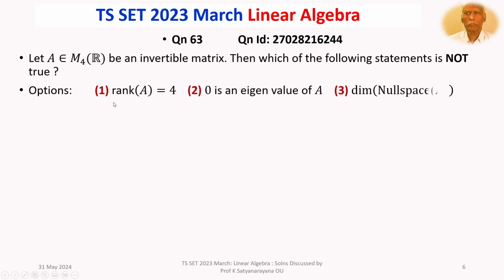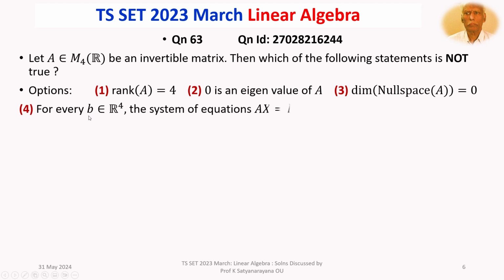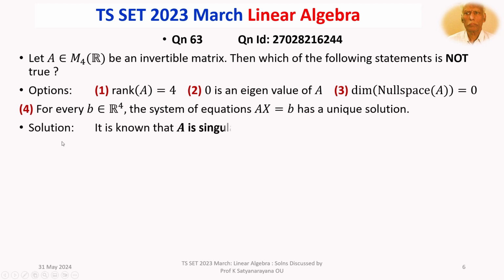Option 1, rank of A is 4. Option 2, 0 is an eigenvalue of A. Option 3, dimension of the null space of A is equal to 0. Option 4, for every B belonging to R to the power of 4, the system of equations Ax is equal to B has a unique solution. Agreed. Let's now discuss the solution of this problem in detail.